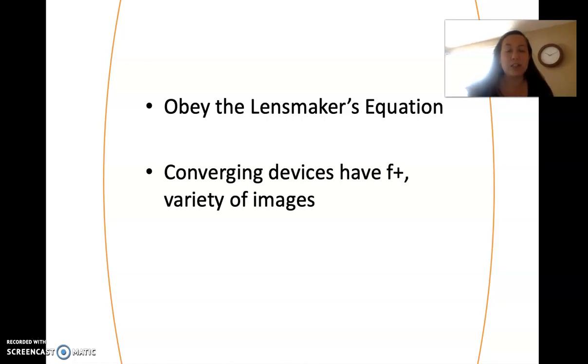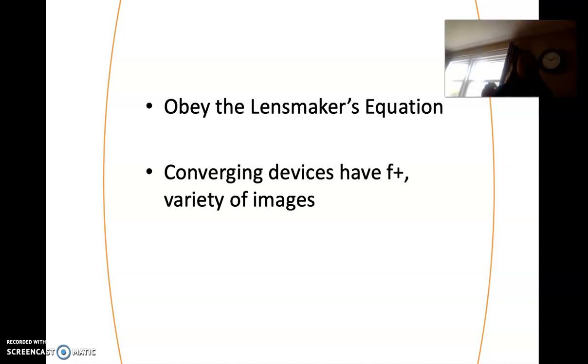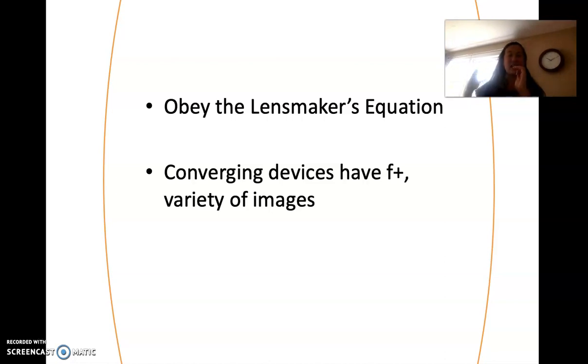So converging lenses had a positive focal length, and it could make a variety of images depending on where the object is with respect to the lens. Well, that'll stay true for converging mirrors, which is kind of nice. For a converging mirror that's far from the object you're looking at, you'd see a small real inverted image. And if it gets too close, you'd see a virtual upright larger image. Depending on where the object is with respect to the mirror, you get different images.